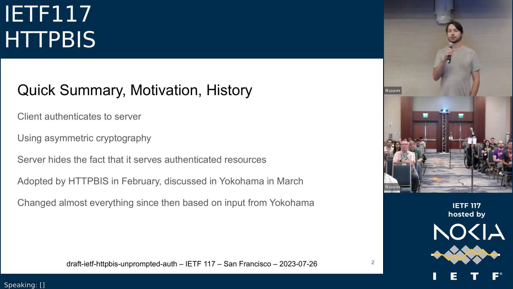All right, so for folks who weren't in the room last time or who haven't read the draft, a very short summary. The idea is we want the client to authenticate to the server, we want to use asymmetric cryptography, and we want the server to be able to hide the fact that it offers this kind of authenticated resources. It wants to be able to tell anyone without the keys, oh, I'm sorry, I have no idea what you're talking about, as opposed to, yes, I support this, but you don't have the keys, please authenticate.